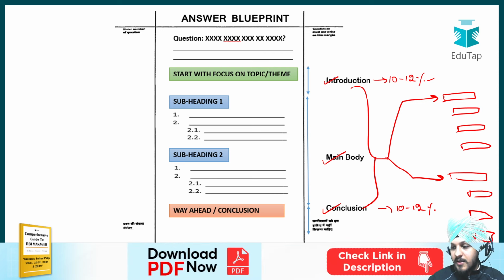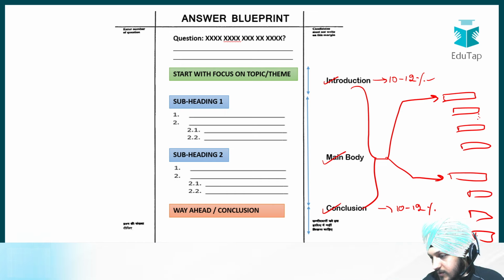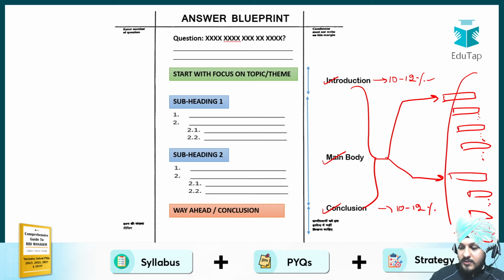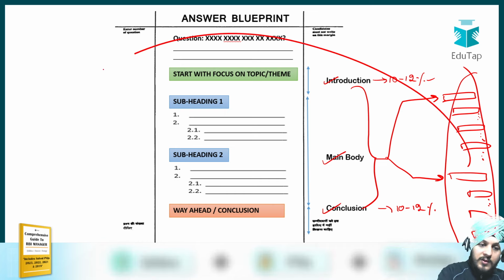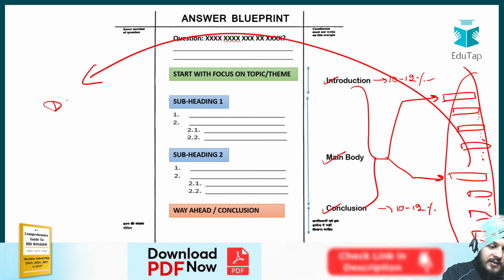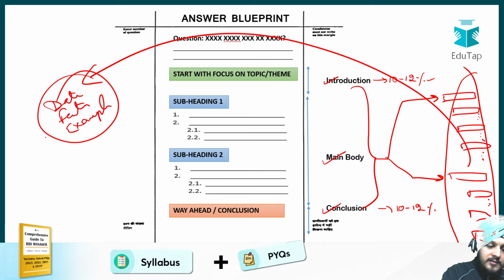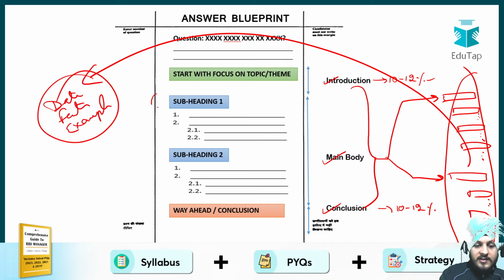Under the subheadings, you will write different points, and you have to make sure that you substantiate your points with the help of relevant data, facts, or examples. This is done in order to avoid the generalization of your answer.